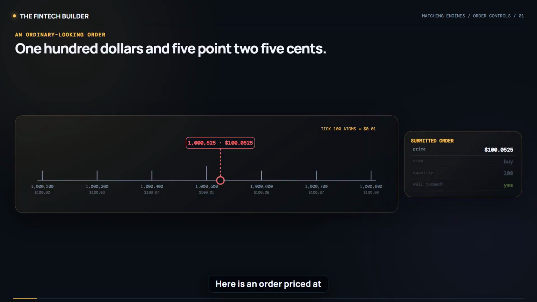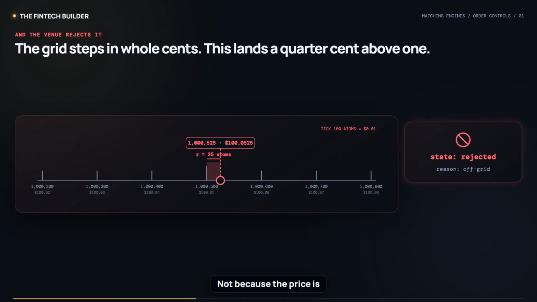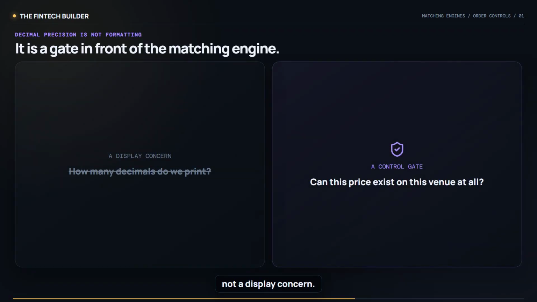Here is an order priced at $100.0525. It is positive, it is well-formed, it sits calmly between two perfectly ordinary prices. And the venue rejects it, not because the price is unreasonable, but because the grid for this instrument steps in whole cents, and this price lands a quarter of a cent above a step. Decimal precision is not a display concern.